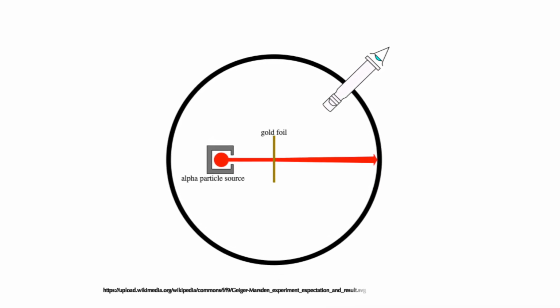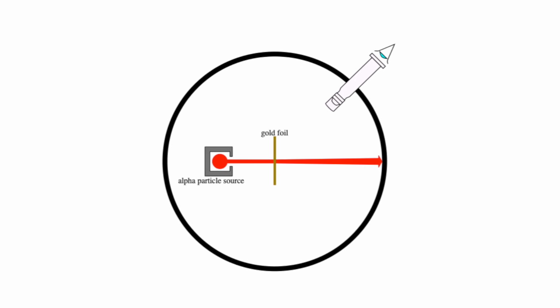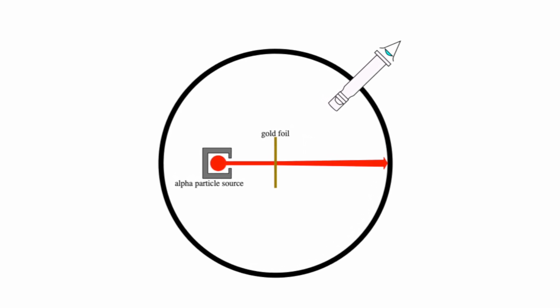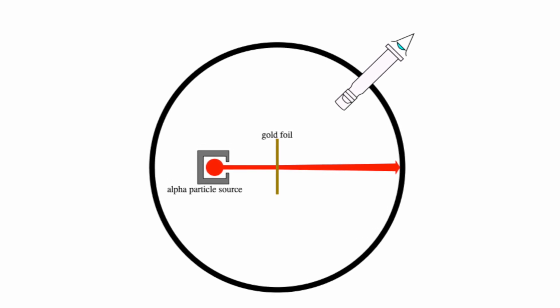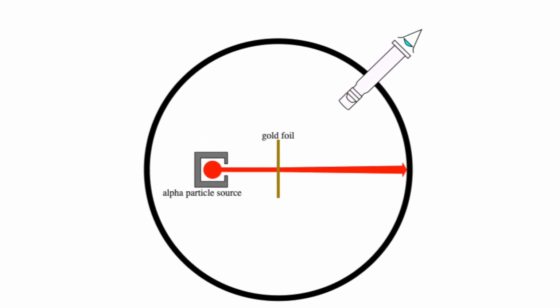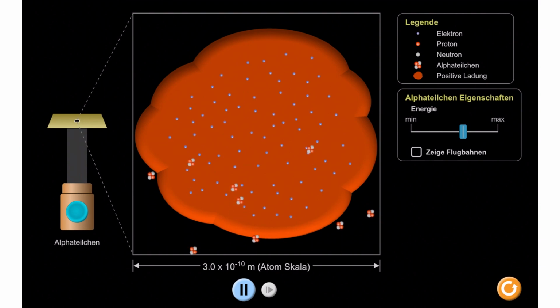It consisted of an alpha emitter directed at a gold foil. The gold foil was about 0.5 micrometers, only about 1000 atomic layers thick. Radially symmetrical around the gold foil was a fluorescent screen on which the positively charged alpha particles were detected.